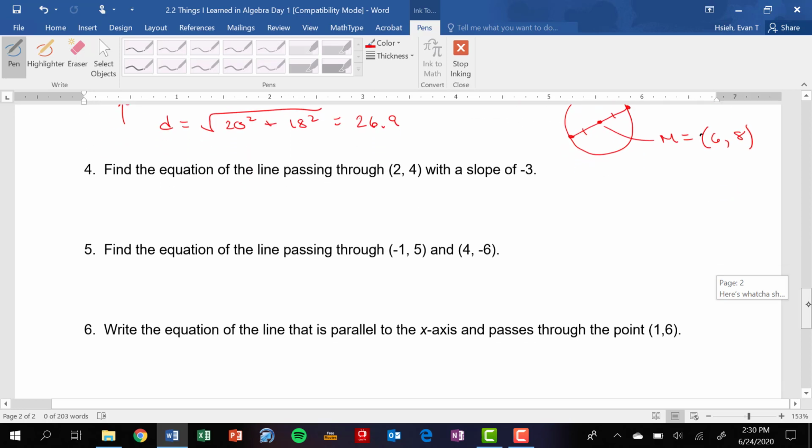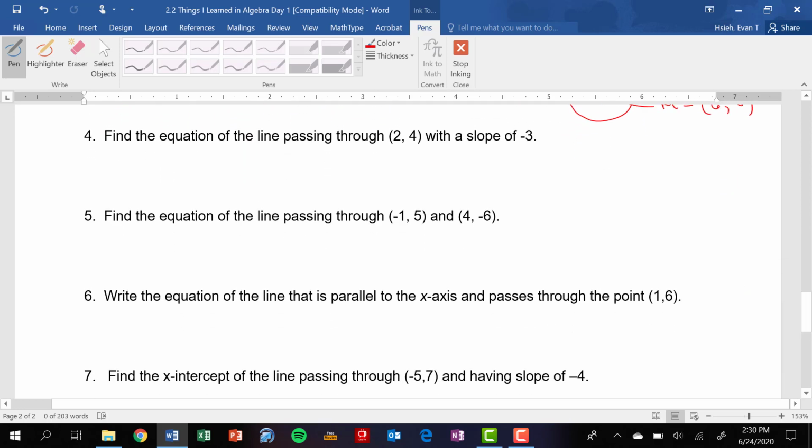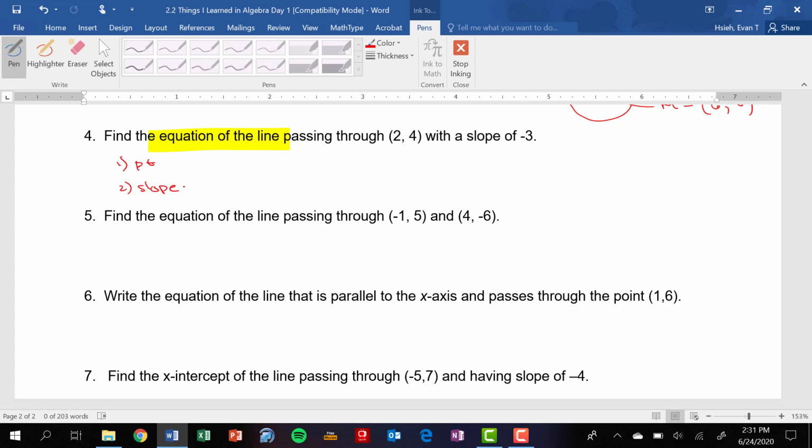Okay, let's find some equations of lines. Whenever I'm looking for equations of lines, I need two things. Every single time I need two things. One, I need a point. Two, I need a slope. If I have a point and a slope, I can always put it into point-slope form and get an equation. If I don't tell you what form to put the equation in, you can put it in any form.